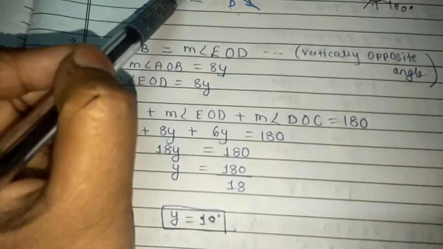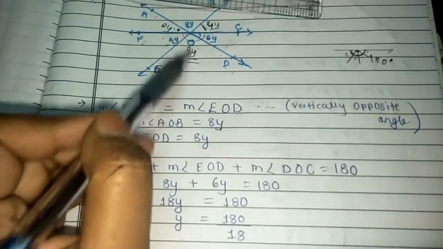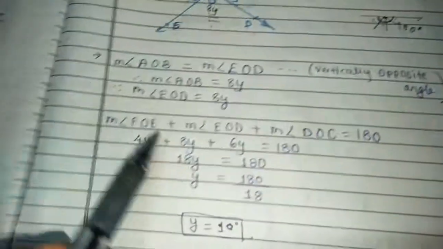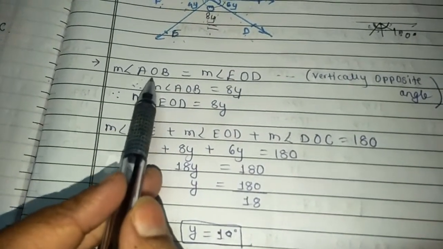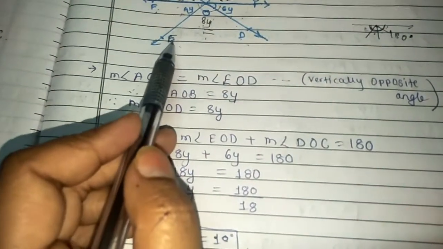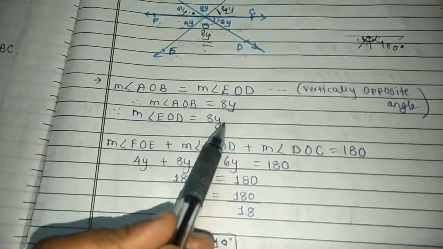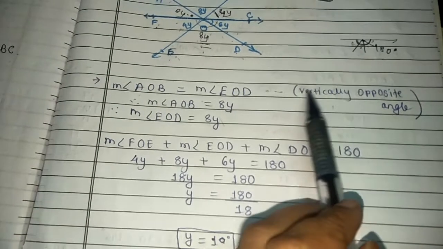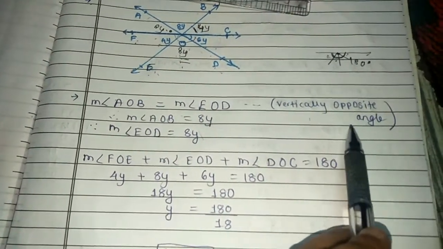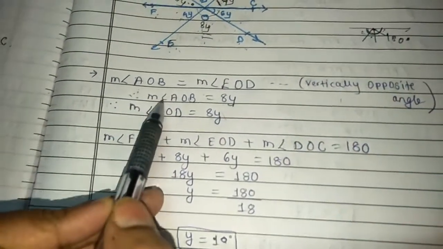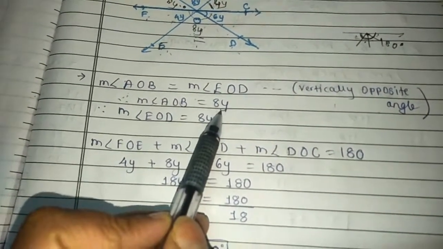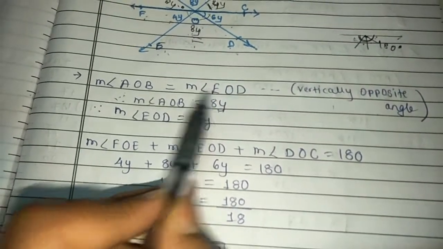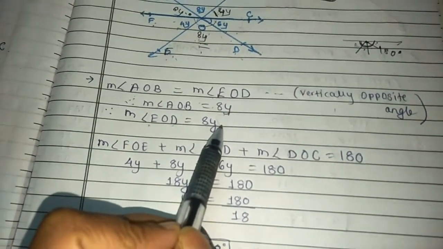First we say why it is 8y degree: because these two are vertically opposite angles. This angle's name is angle AOB. Therefore, measure of angle AOB is equal to measure of angle EOD. Why are they equal? Because they are vertically opposite angles. So the measure of angle AOB is 8y, and EOD is equal to AOB. Therefore EOD is also 8y degree.